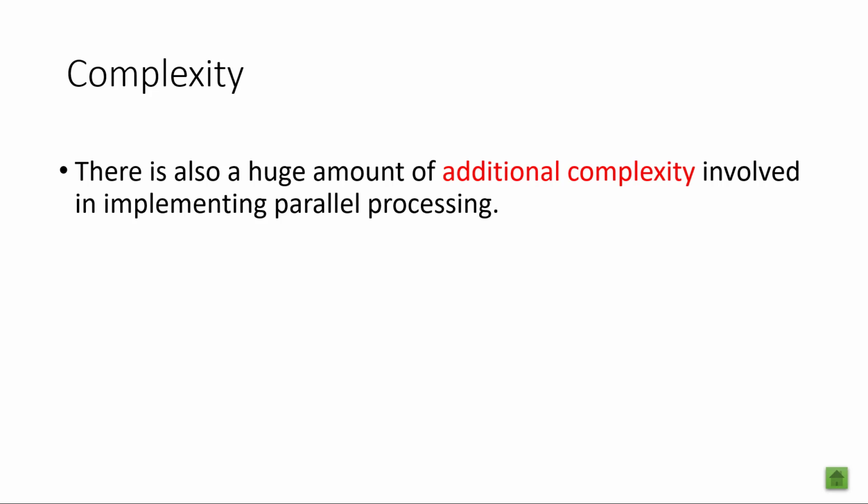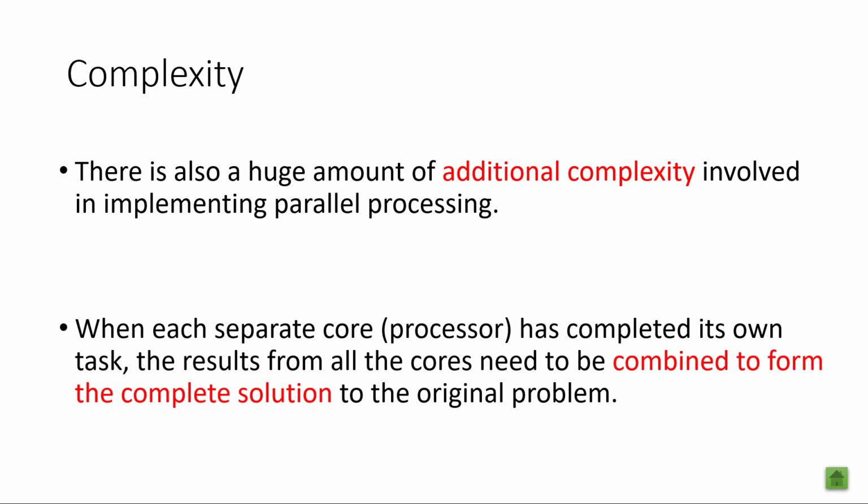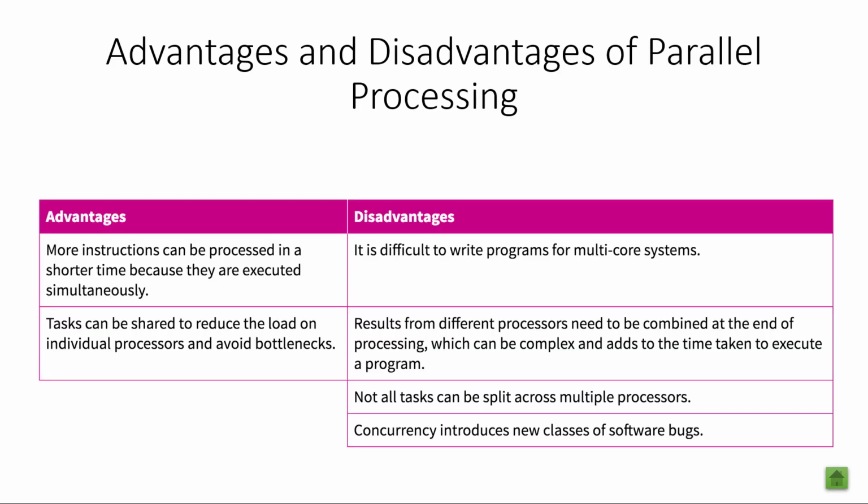So when each separate core or processor has completed its own task, the results from all the cores need to be combined, and that can cause some issues, like I said before. So you've got some advantages and some disadvantages of parallel processing. It's difficult to write programs. Results can come in different orders. Not all tasks can be split, so you have a serial part of your program which must remain together, and some parts can be parallelized or split up.